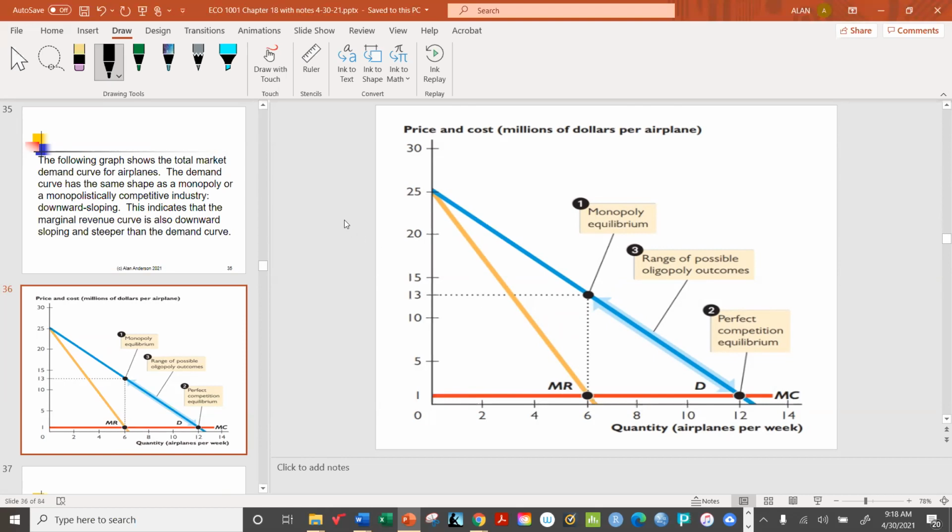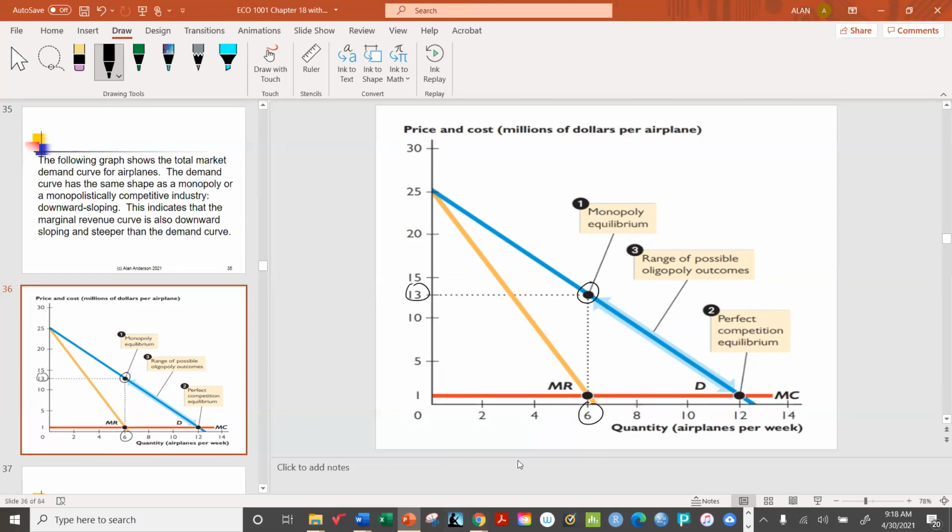Now, what this graph is really showing us is that, of course, we want to produce where MR equals MC. If this was a monopoly industry, if there was just the one producer, then they would produce 6 planes at a price of $13 million each. So 6 planes would be produced every week at a price of $13 million each. That's the monopoly solution. But we don't have a monopoly, do we? No.